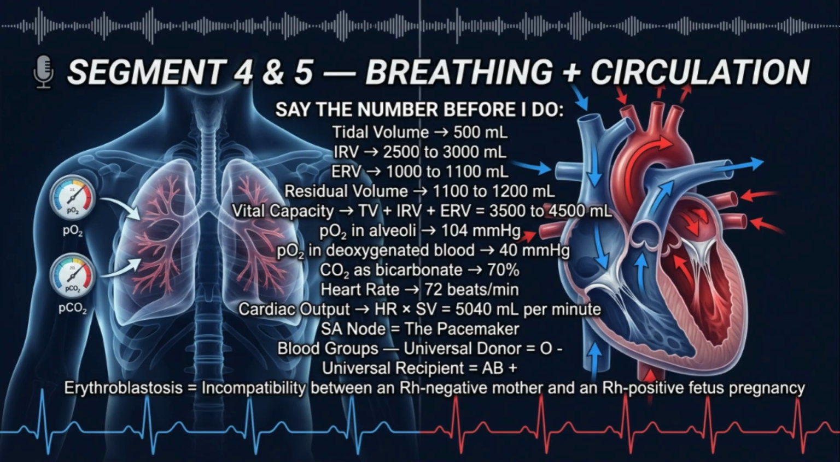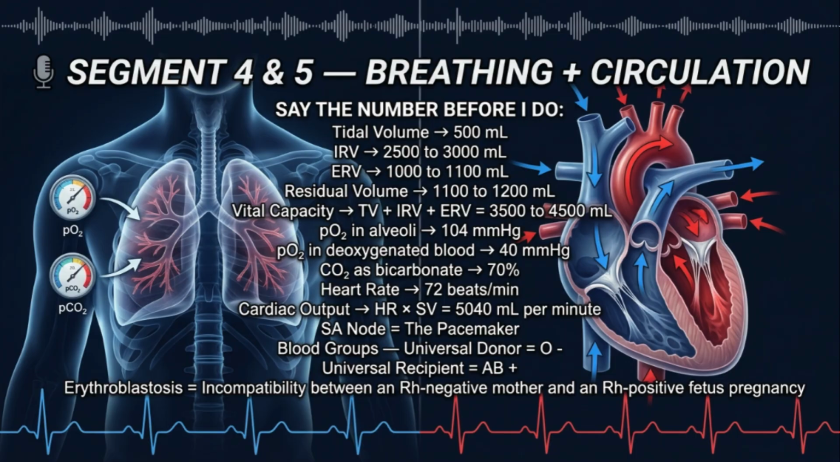Carbon dioxide transport. This is where NEET loves to test percentages. 70% of CO2 is transported as bicarbonate ions in plasma. 70%, this is the dominant form. 23% is transported as carbaminohemoglobin bound to hemoglobin. Only 7% is dissolved directly in plasma.